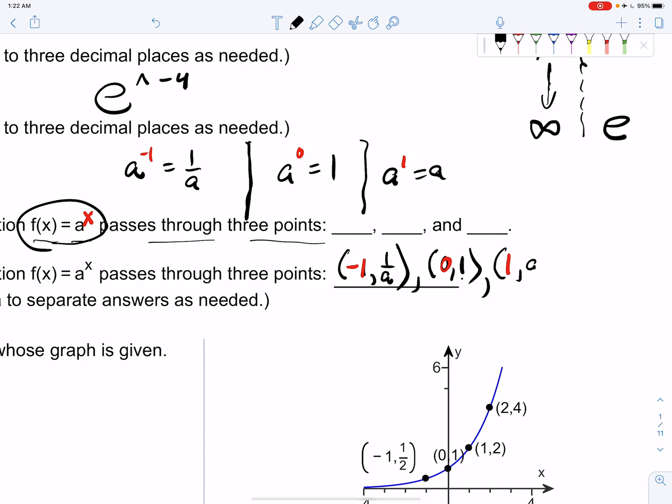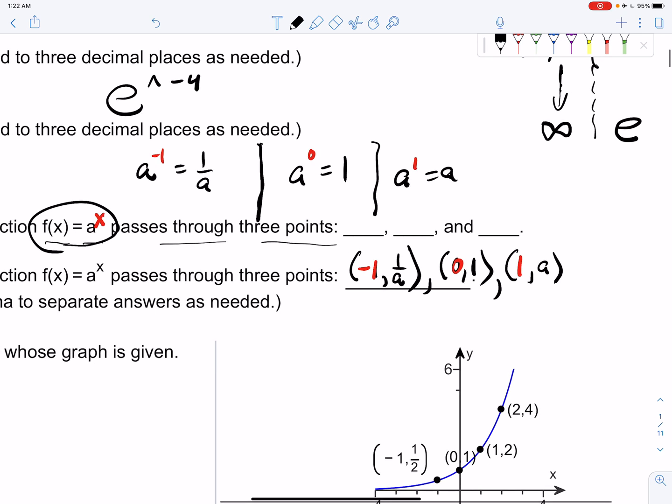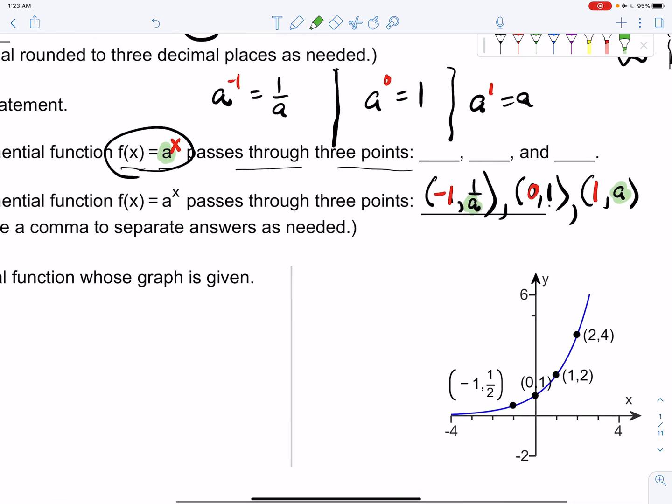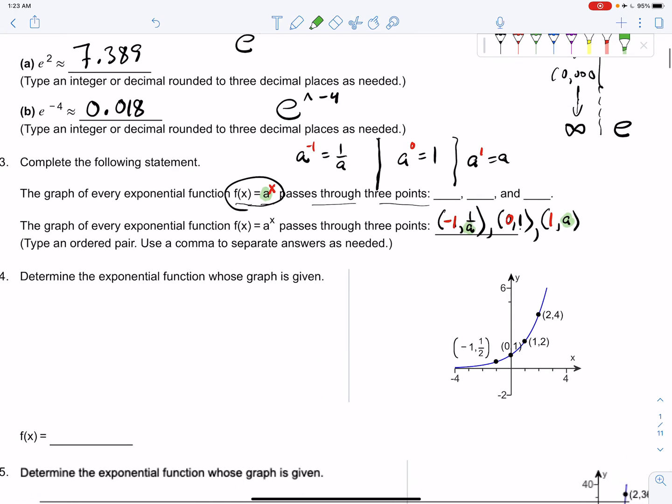And so the nice thing about this, which is really helpful, is that if you're looking at these points, or if you're looking at the function over here, whatever that base is, it's going to fit right into these places really quick. And I can graph 3 points really fast: negative 1 comma 1 over a, 0 comma 1, and 1 comma a. Okay, and so that's really nice. In fact, we're going to do that right here.